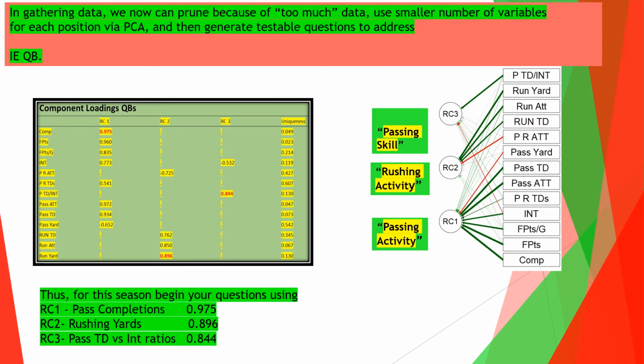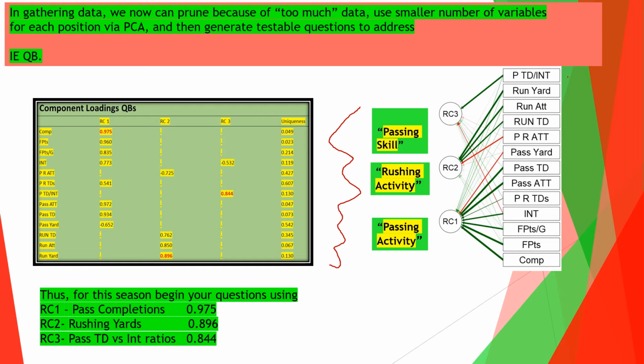So we're starting with quarterbacks, and this is previously in lesson 8. Long story short, principal component analysis suggested that there are 3 buckets to look at, 3 aspects of a quarterback: passing activity, rushing activity, and passing skills. And so there they are.